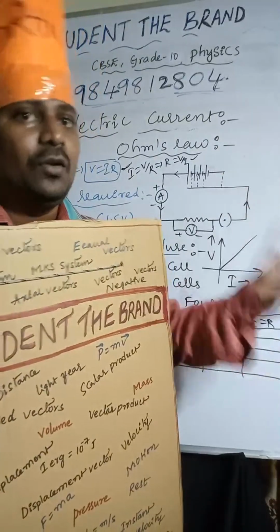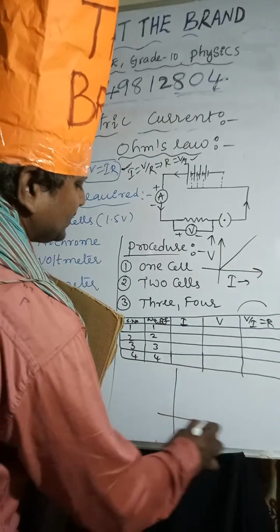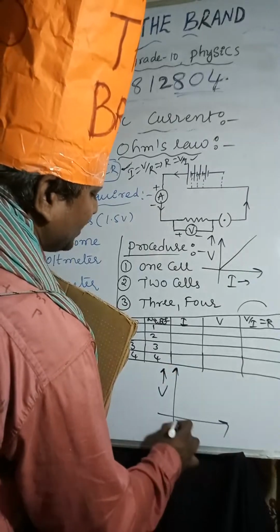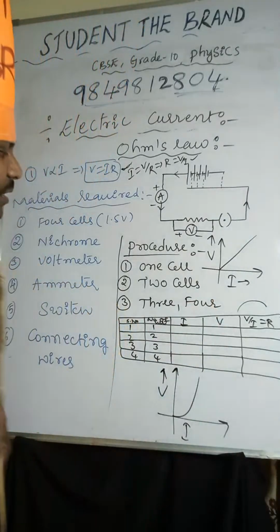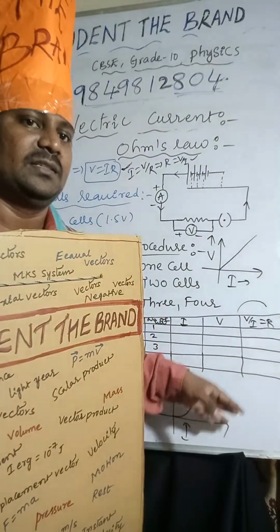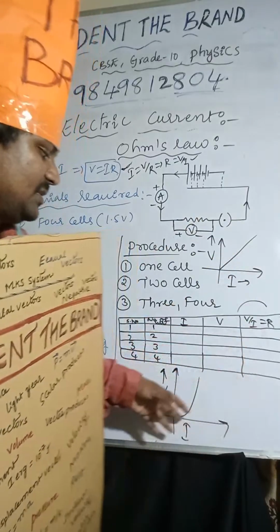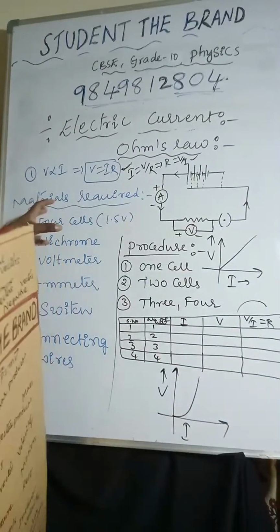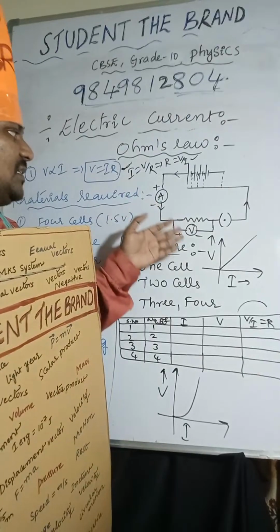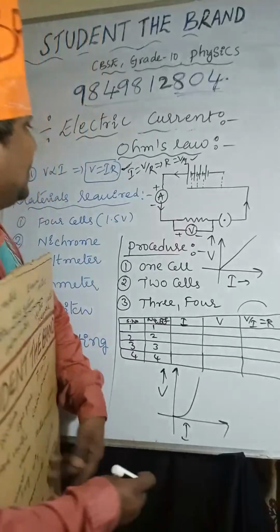For non-ohmic conductors, the graph is like this. It is not a straight line passing through the origin; it will be a curve. So this is for ohmic conductors and this is for non-ohmic conductors. I hope it is very clear. So Ohm's law, once again: the potential difference across the ends of the given metallic conductor is directly proportional to the current flowing through it. V equal to IR.